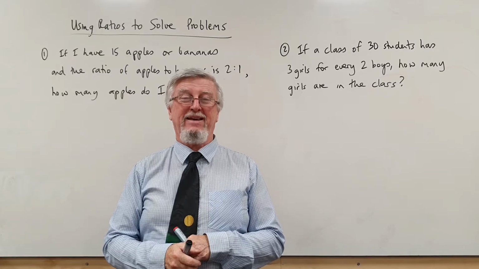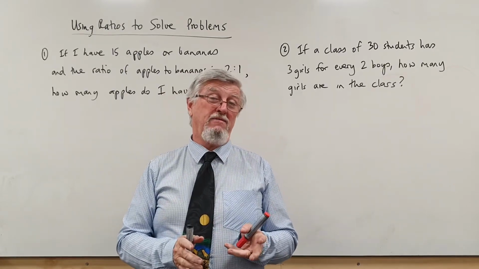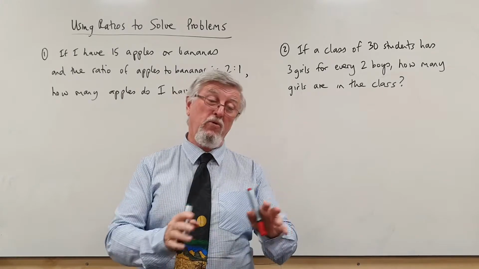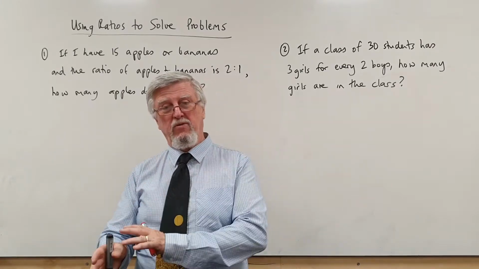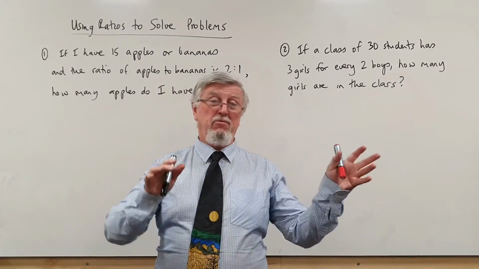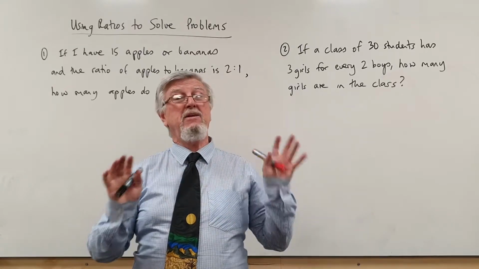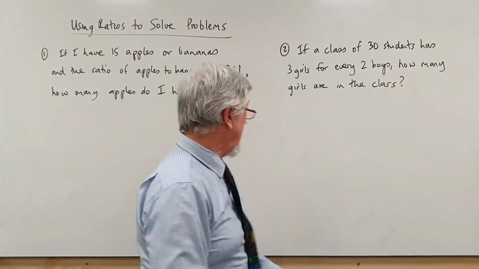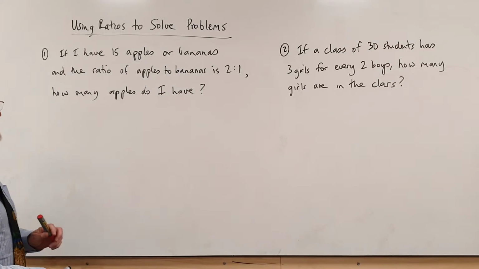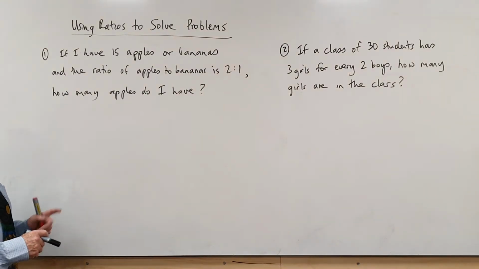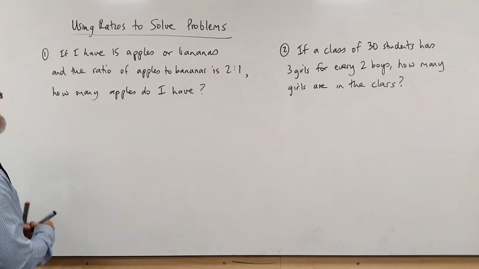Hi everyone, welcome back. If I've got a ratio in a class and I want to work out the number of boys and number of girls, or if I've got apples and bananas like I've got here, or any ratio that I need to work out in a problem, it still has the same method as what we've done in other videos. I call this the long way and the short way. So let's have a look at it.